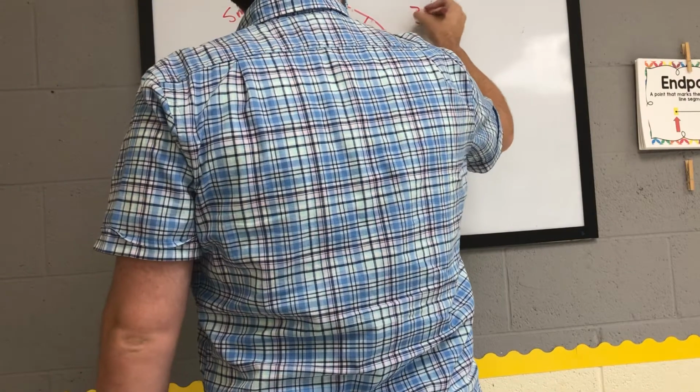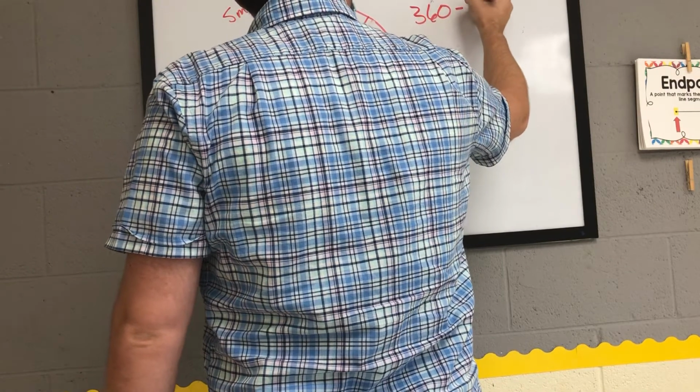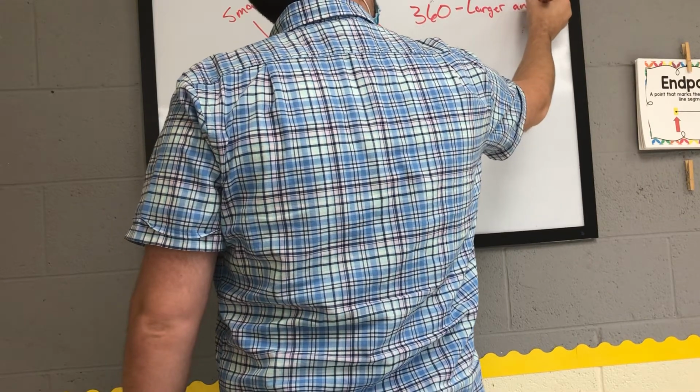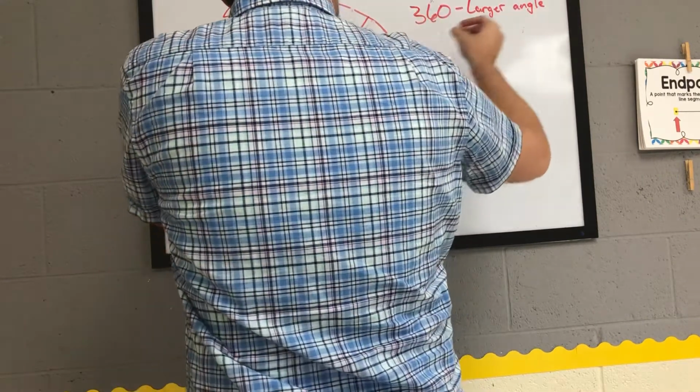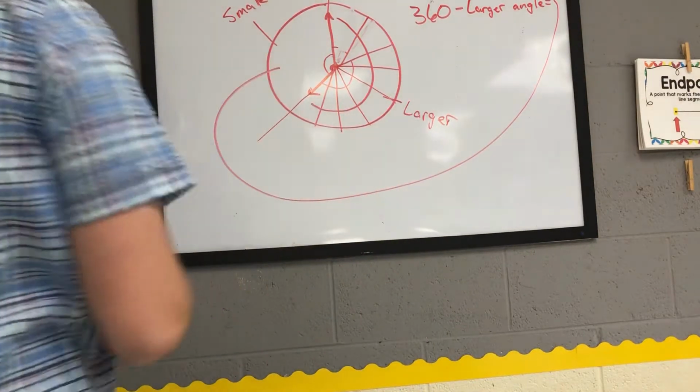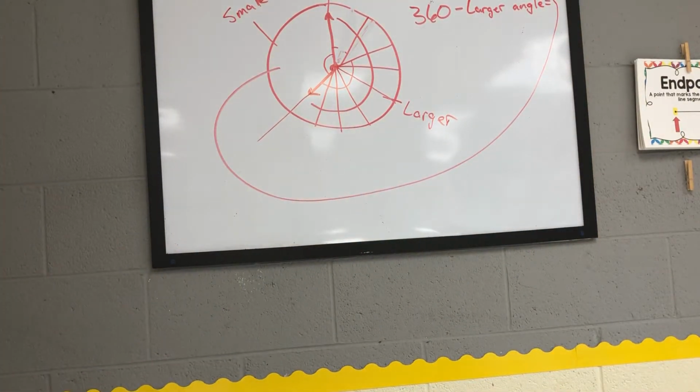And then you take 360 minus the larger angle, and that's going to tell you how much the smaller angle is, okay? So I want you all to do that. I want you to calculate that for me. I want you to do 360 divided by 12. Okay, and that's going to get you an answer, so I'll give you just a minute to do that.